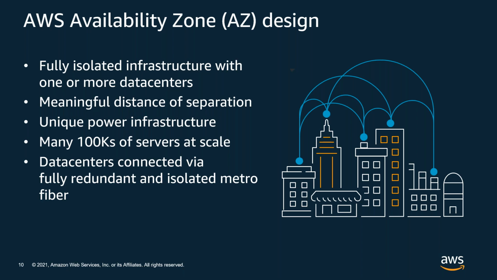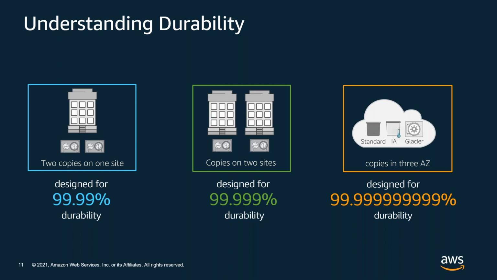So what does this mean? Why does this matter to S3? This is where we start talking about durability, right? With S3, there's 11 nines of durability, right? So that's 99 point, lots of nines behind it. So what does that mean?